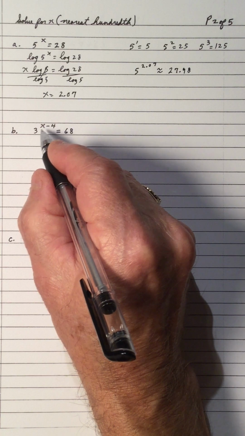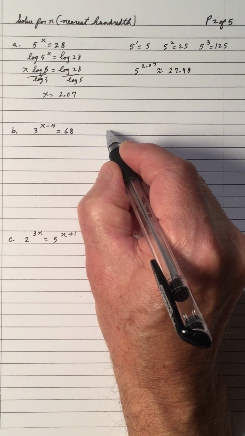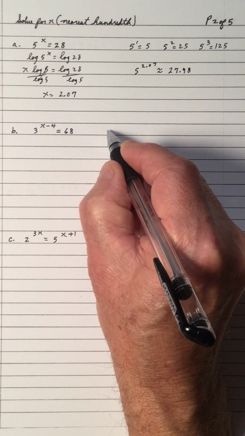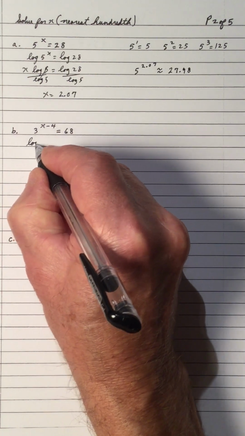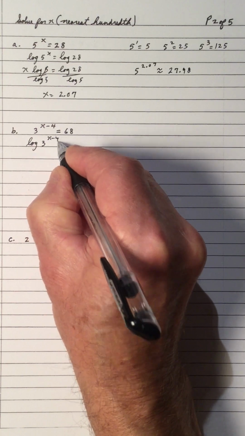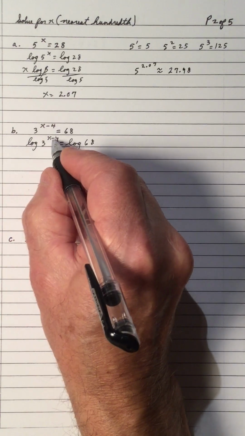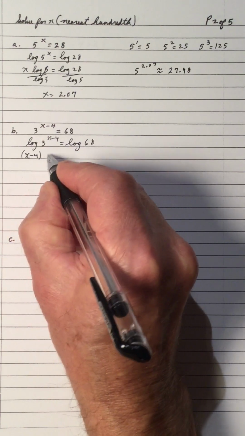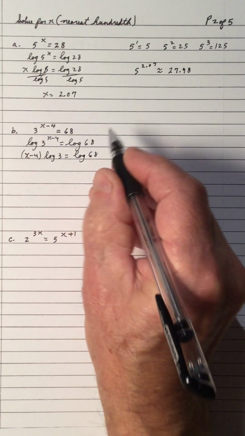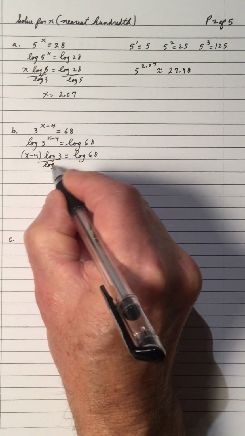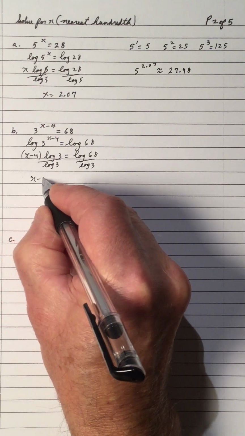And here's another one. Again, x is in the exponent, so what power of 3 will give you 68? 3 squared is 9, 3 cubed is 27, 3 to the 4th is 81, so somewhere between 3 and 4. So we do the log of both sides, and the exponent moves in front. So this is x minus 4, but you put it in brackets, times the log of 3 equals the log of 68. Now we divide by the log of 3 on each side.